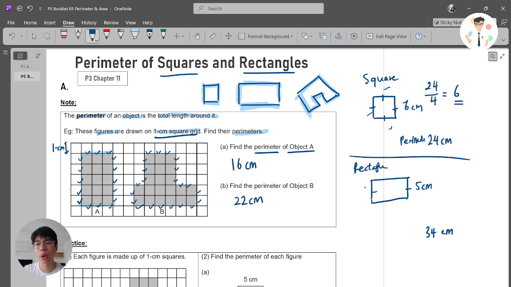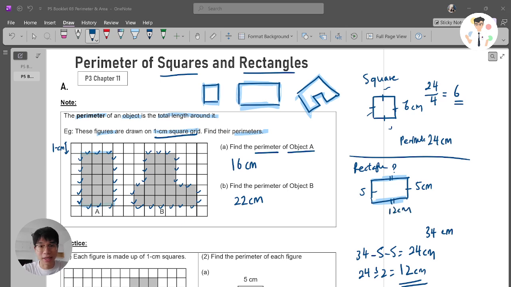Now what if it's a rectangle? If I tell you the perimeter is 34, find the length here. So what you can do is, you know that here is 5, here is 5, right? Total is 34, so 34 minus 5 minus 5. Then I get 24 cm. And this 24 tells you that this side and this side together are 24. So if I want to find only one side, what should I do? Divide by 2. So 24 divided by 2 is 12 cm. So basically here is 12 cm.